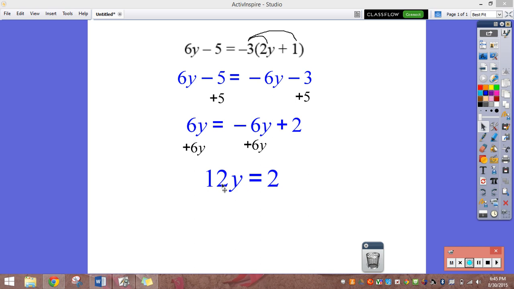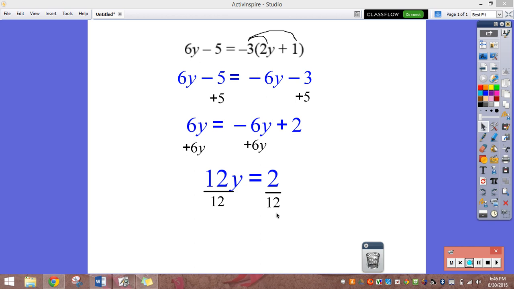And so if it's 12y, that means 12 times y. So what I would do to move the 12 is to divide, the opposite of multiply. Once I've divided it out, I'm left with the y on the left and then 2/12 on the right, which is a fraction that can be reduced.